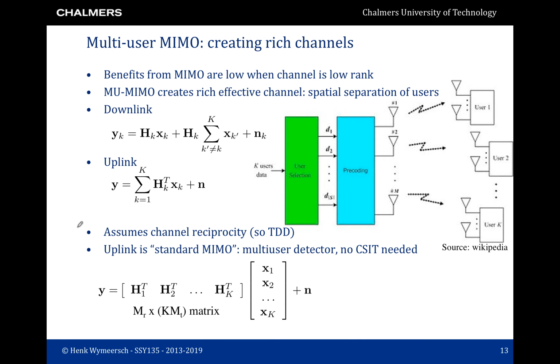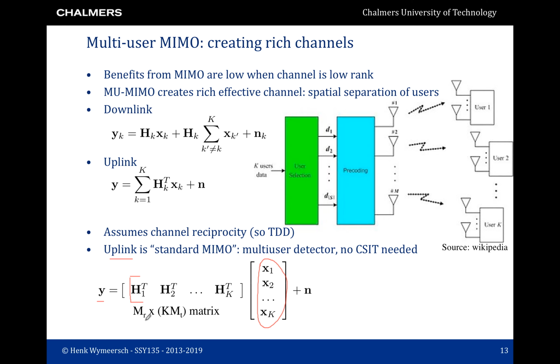We now study the operation of uplink and downlink in more detail. Let's first start with uplink because it is easier. We can write the uplink observation y as a large channel matrix which comprises the concatenation of all the uplink channels times a long vector which contains the transmitted signals for all of the users. The channel matrix is of dimension mr, so it has mr rows times k times mt columns. So the mr rows correspond to the mr receive antennas at the base station, mt is the number of transmit antennas per user, and k is the number of users.